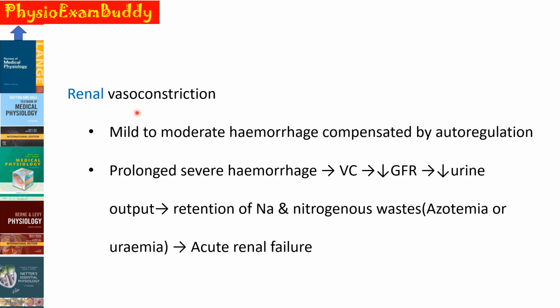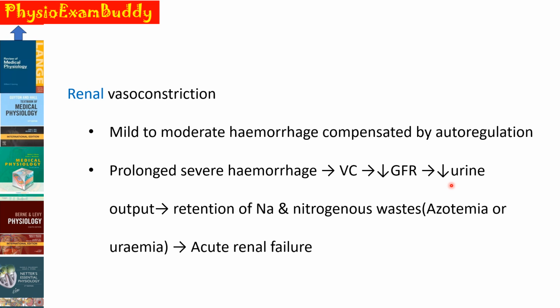Now we will see what is the effect of vasoconstriction in the kidneys. In early stages of mild to moderate hemorrhage, constriction of the renal vessels is counteracted by the autoregulatory mechanisms. But with more prolonged and severe hemorrhage, the renal vasoconstriction becomes more intense and the glomerular filtration rate is depressed, leading to decrease in the urine output.